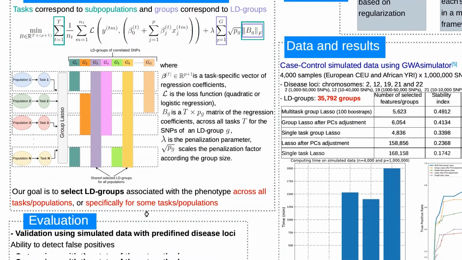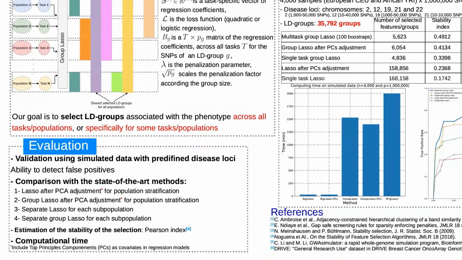In order to evaluate our method, we first run a simulation with predefined disease loci, so we are able to detect false positives and validate the efficiency of our model. Then we compared the multitask Group Lasso to different scenarios based on the state-of-the-art methods. First, we have the Lasso after PCA adjustment for population stratification, and Group Lasso after PCA adjustment for population stratification.